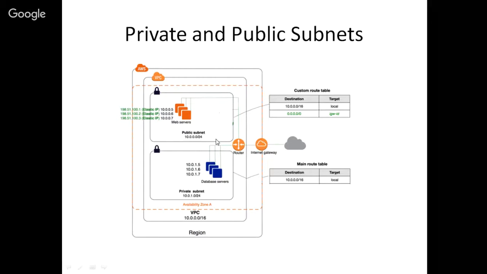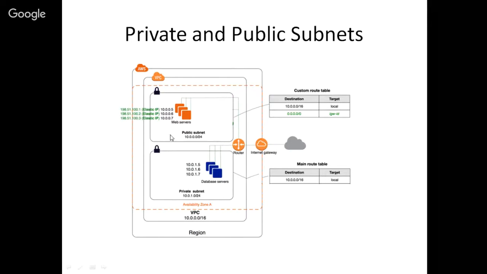So let me reiterate what I'm saying. We have both a public IP and a private IP for my servers which are launched in my public subnet. Can you see here? This is my elastic IP, or you can say my public IP address, and these are my private IP addresses. I can log in to my web servers through the public IP address.